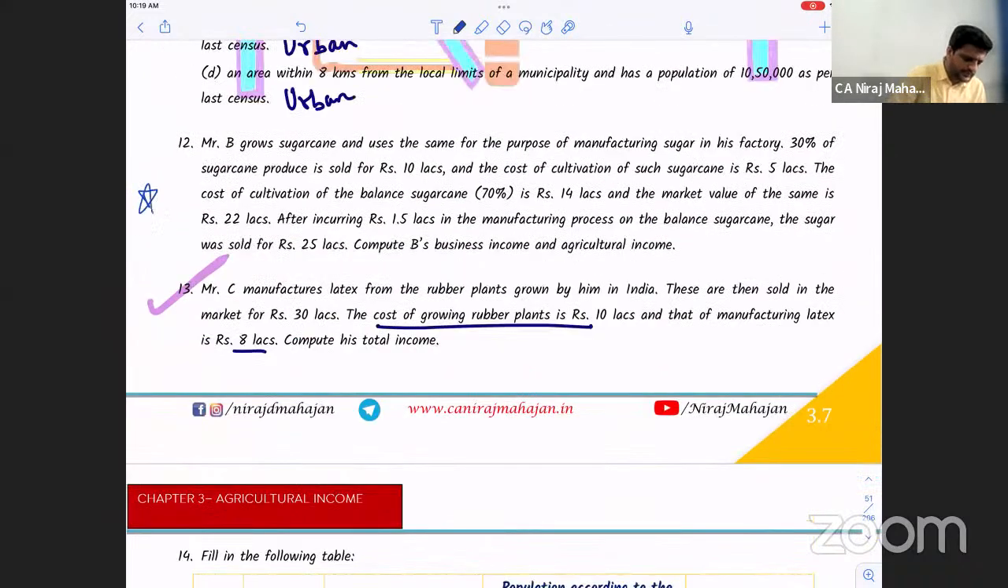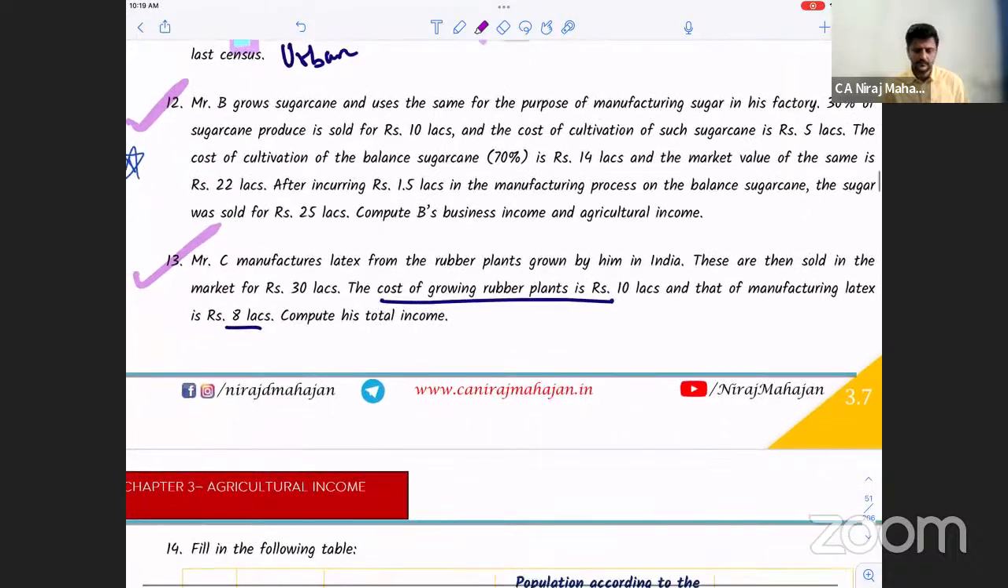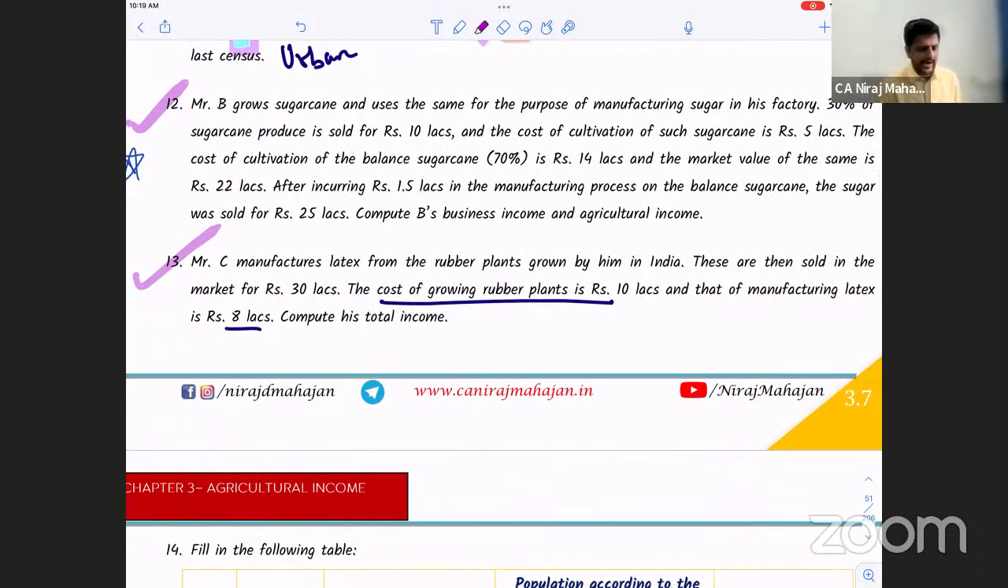Star mark this question, the 12th one. Mr. B grows sugarcane and uses the same for the purpose of manufacturing sugar in his factory. Good question it is. 30% of the sugarcane produce is sold for rupees 10 lakhs, and the cost of cultivation of such sugarcane is rupees 5 lakhs. The cost of cultivation of the balance sugarcane, that is 70%, is rupees 14 lakhs. That is the cost of cultivation. And the market value of the same is rupees 22 lakhs.